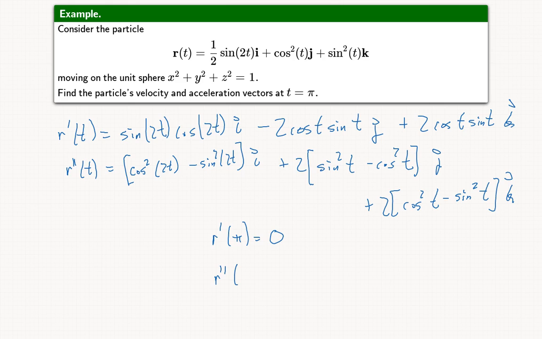For the acceleration, r double prime of pi, that's going to be, so we get i, and then negative cos squared, so cos of pi is -1, but then we square that, so minus 2j, and then plus 2k is the acceleration vector.